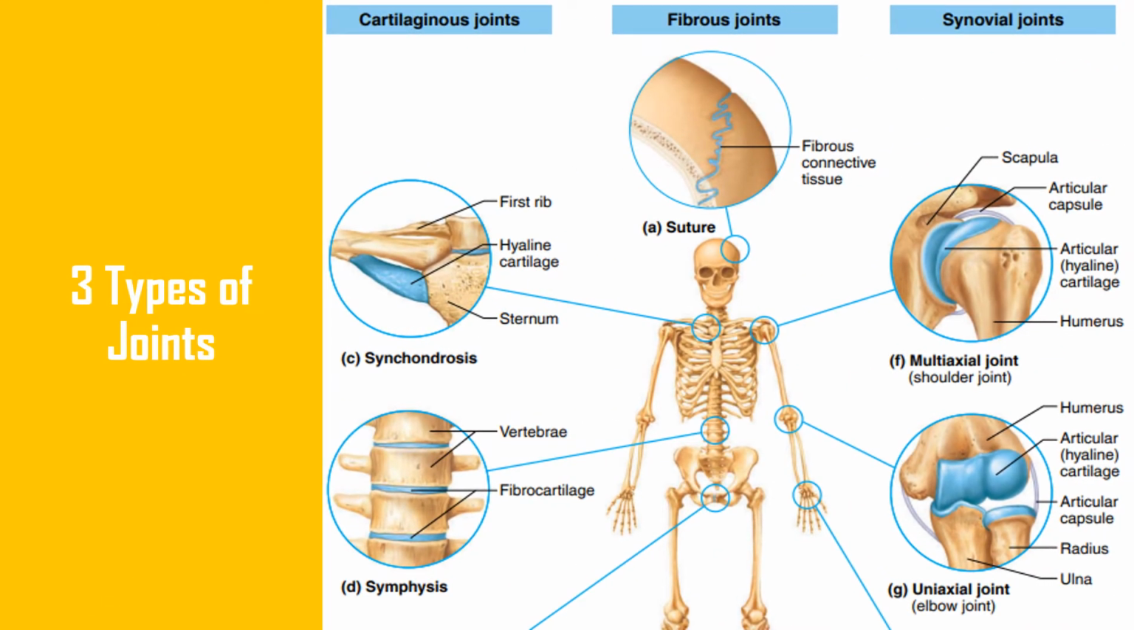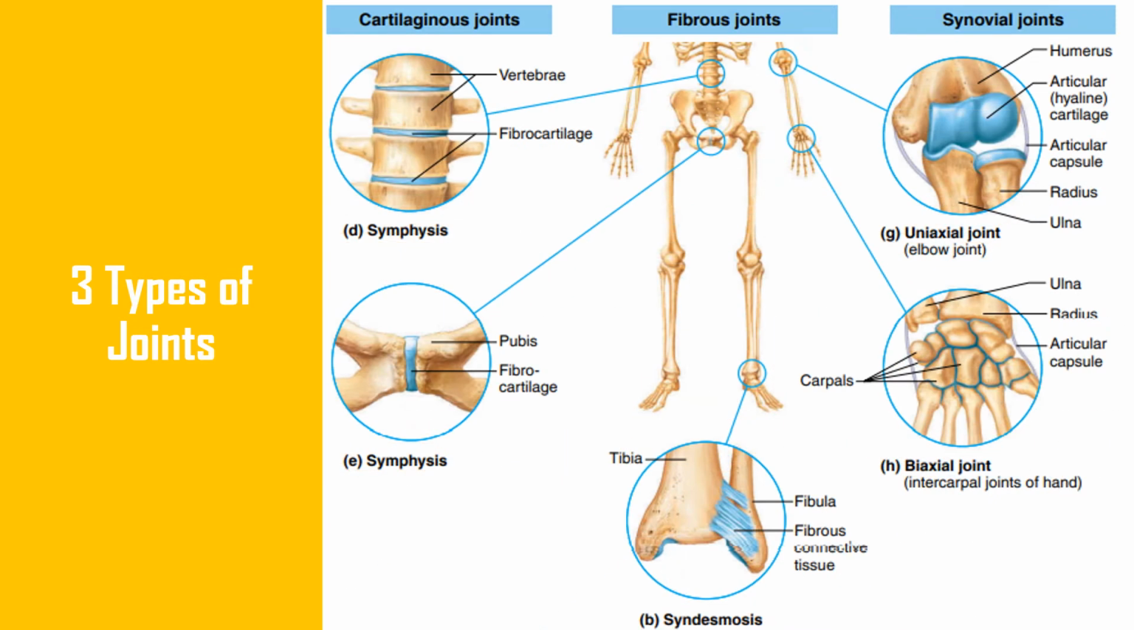You can see the types of cartilaginous, fibrous, and synovial joints. Cartilaginous joints include synchondrosis and symphysis. Fibrous joints include suture, and synovial joints include the multi-axial joints or uniaxial joints. Another example of cartilaginous joints is symphysis, fibrous joints include syndesmosis, and synovial joints include biaxial joints. Let's look at each one separately.